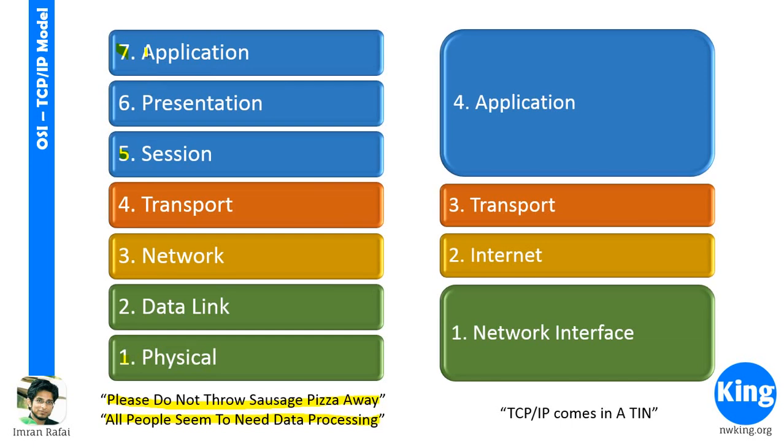Some people get confused when they remember it from top to bottom, that application is layer 1. No, application is layer 7, physical is layer 1. All right, and if you want to remember the TCP/IP model, then you could remember this mnemonic, which is TCP/IP comes in a tin. Well, it doesn't mean anything, but you can just remember a tin, that is application, transport, internet and network interface. Like I said, if you have a better way of remembering, please use it. As long as you remember the sequence of these layers, it should be perfectly fine.